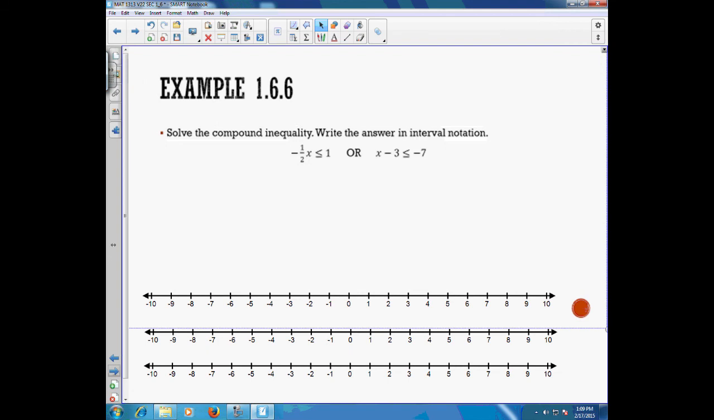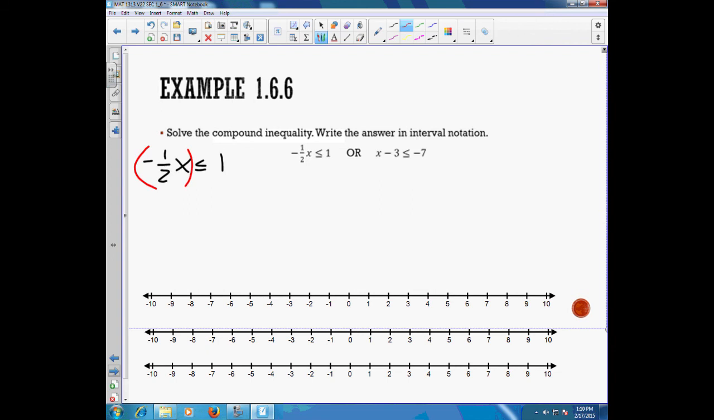Okay, let's try another one. Solve the compound inequality, and then we're going to write our answer in interval notation, but this time it's an OR problem. Remember that with OR problems, you only have to satisfy one of the two. So now we have -1/2 x is less than or equal to 1. We're going to multiply both sides by -2, or essentially we're dividing by -1/2. If you multiply or divide by a negative number, the inequality flips.